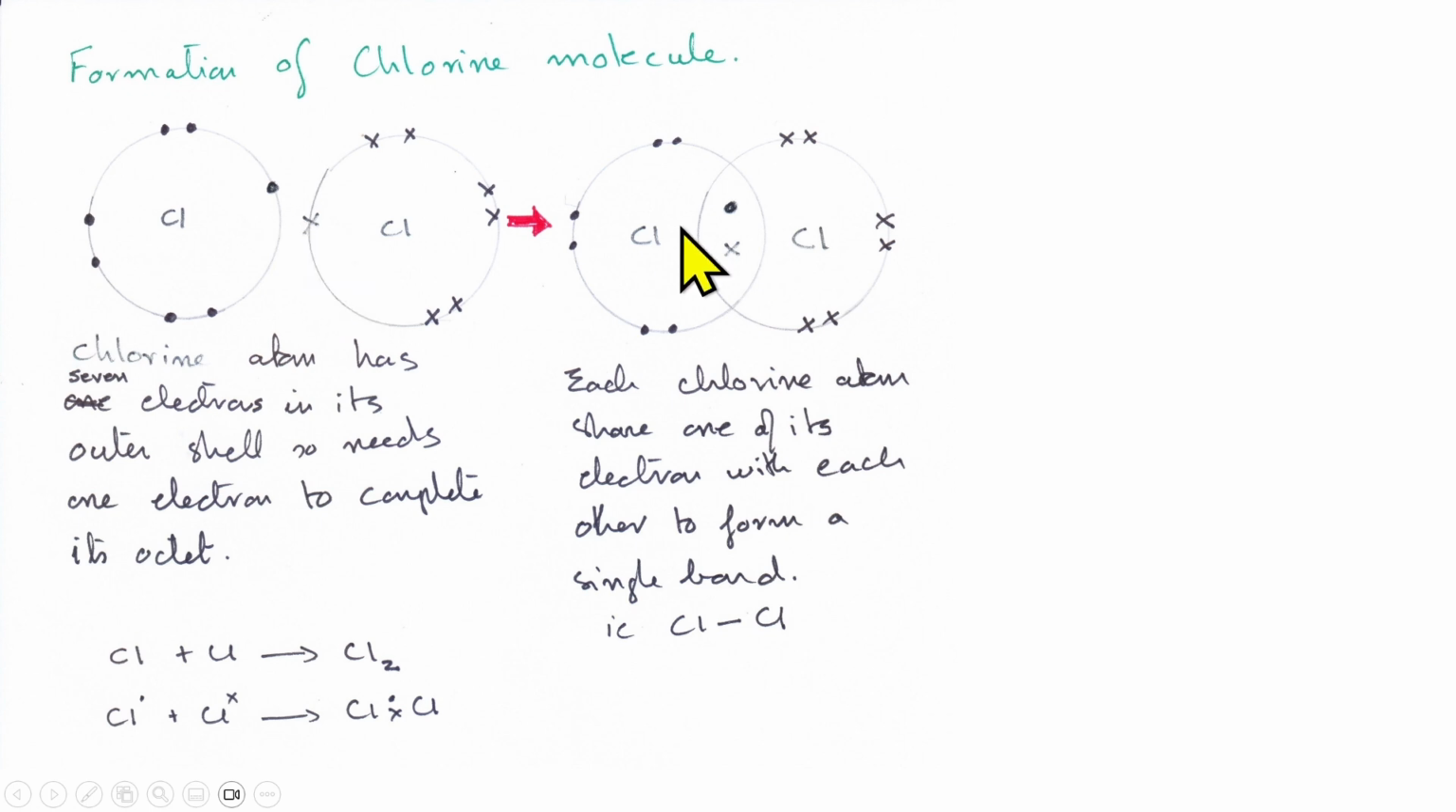So on the right hand side, I have drawn two chlorine atoms which are sharing a common portion, where I have drawn a dot and a cross, that is 2 electrons. So it forms a single bond with each other. Again, I have written down the equation: chlorine plus chlorine forms Cl2, and chlorine dot, chlorine cross forms a molecule which has dot and cross in between them.